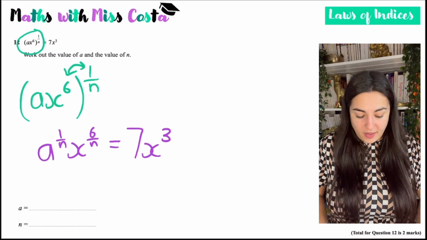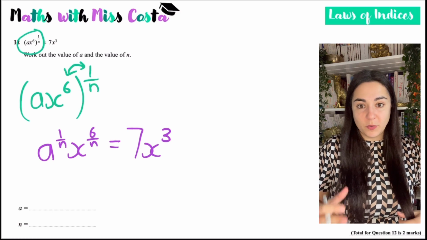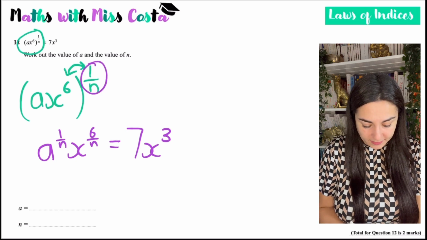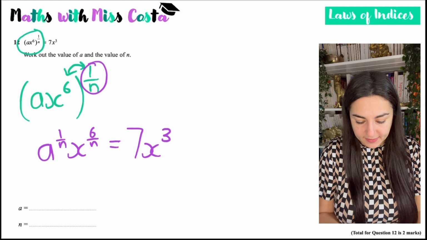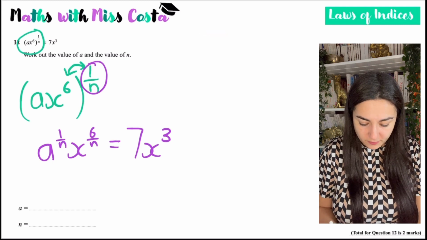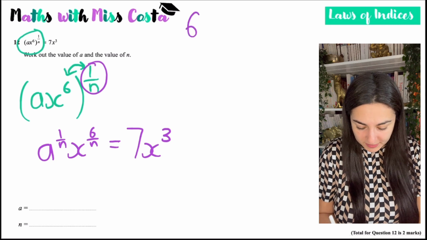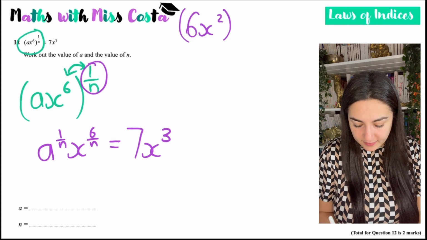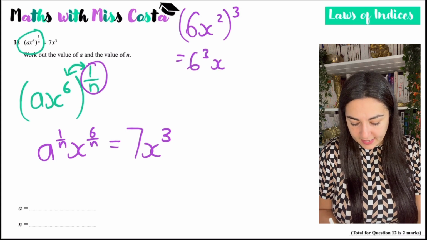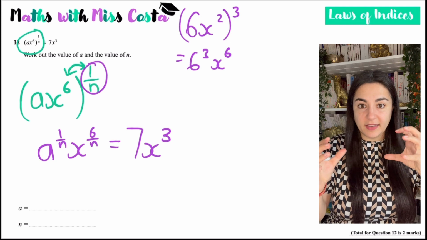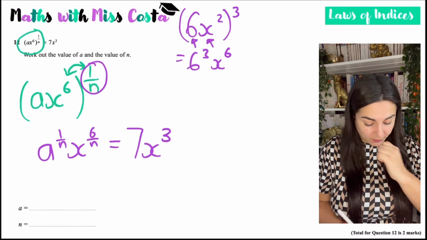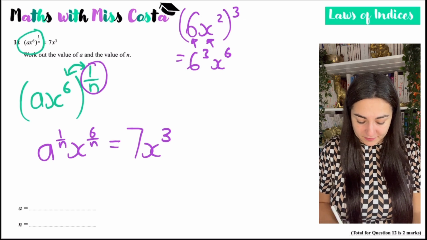So all I've done is I've multiplied out my indices here. Remember, each part is going to be to the power, like if I said 6x squared, all to the power of 3. What I'd have to do, that would become 6 cubed and x to the power of 6. You have to, each little part is to the power of what's outside the bracket. That's why it's a to the power of 1 over n, x to the power of 6 over n.